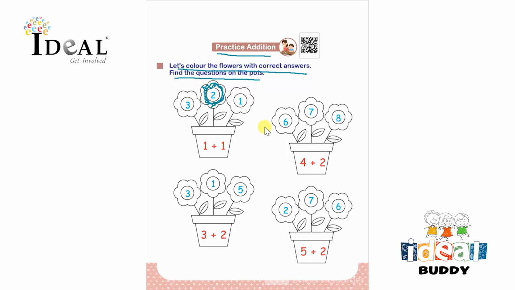After that, the next one is 4 plus 2. So 4 plus 2 equals 6. So this is the correct answer. So they will color this flower. After that, it's 3 plus 2. So 3 plus 2 equals 5. So they will color this flower with the correct answer. After that, it's 5 plus 2, which equals 7. So this is the correct answer. So they will color this flower.